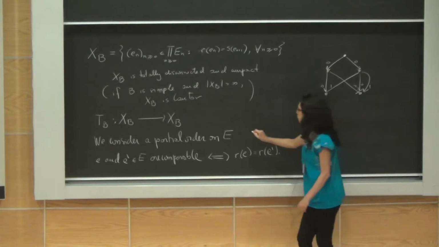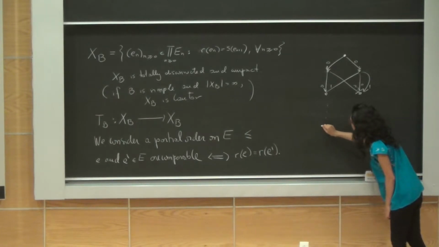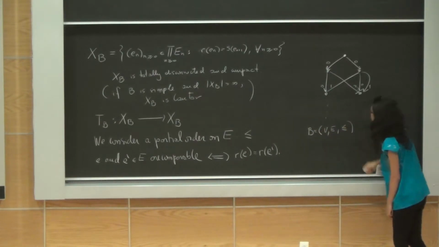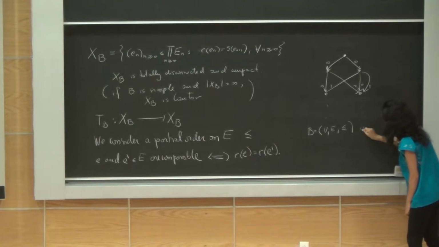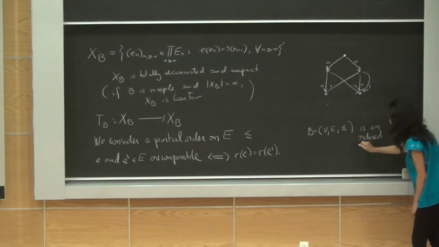So when we have this, we say that B, the diagram with this order, is an ordered Bratteli diagram.